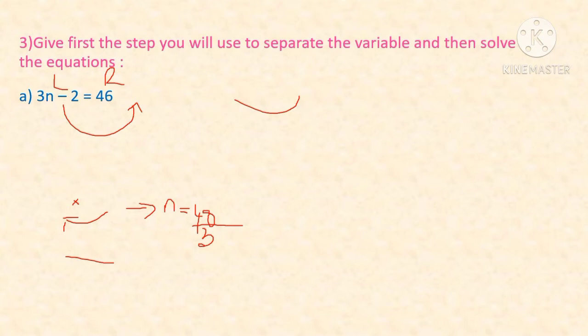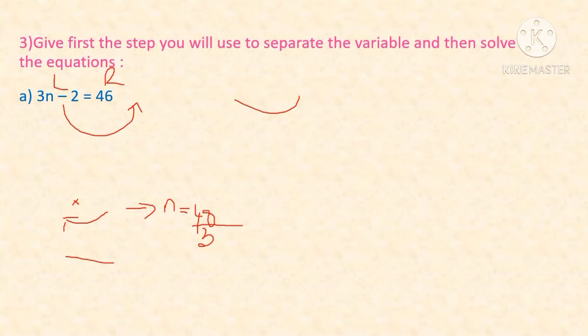This is how you identify the constants and variables in an equation. We learned all these things in the previous session, and I asked these questions just for recalling. Now you want to solve the equation and find the value of n. You have 3n minus 2 equal to 46. Here 3n is the variable part, and minus 2 and 46 are the constants.